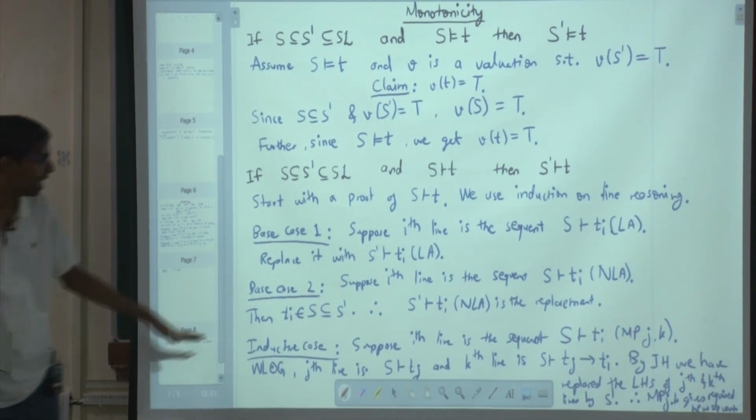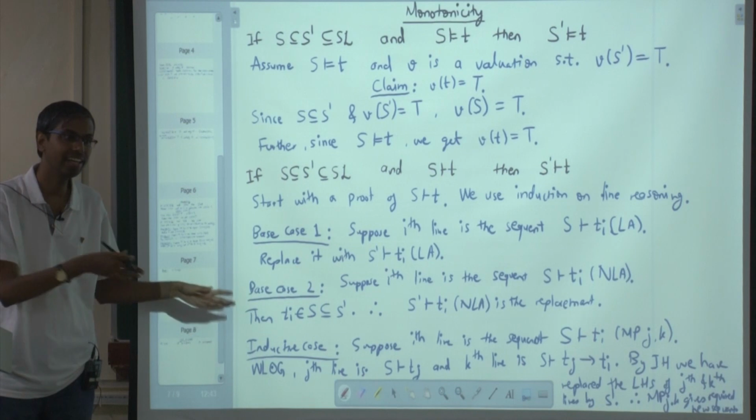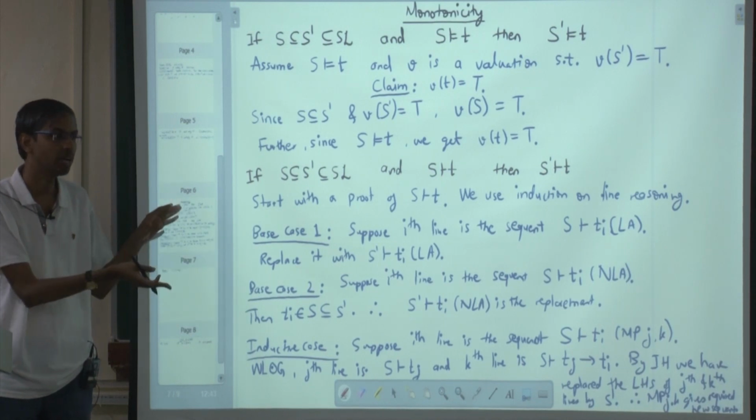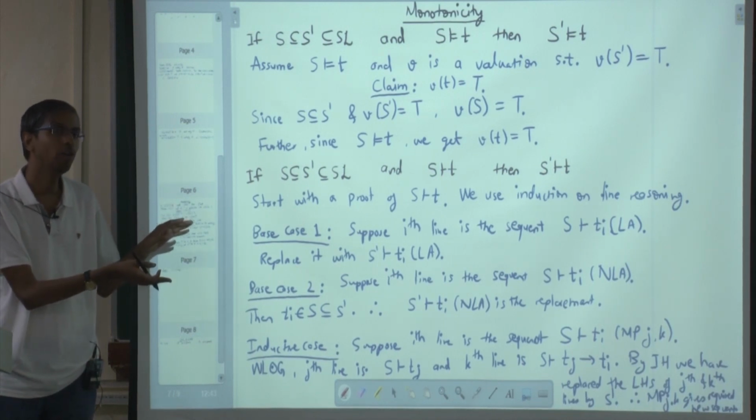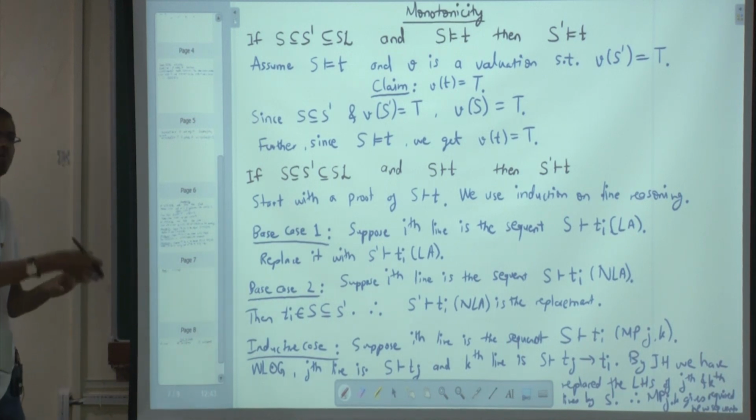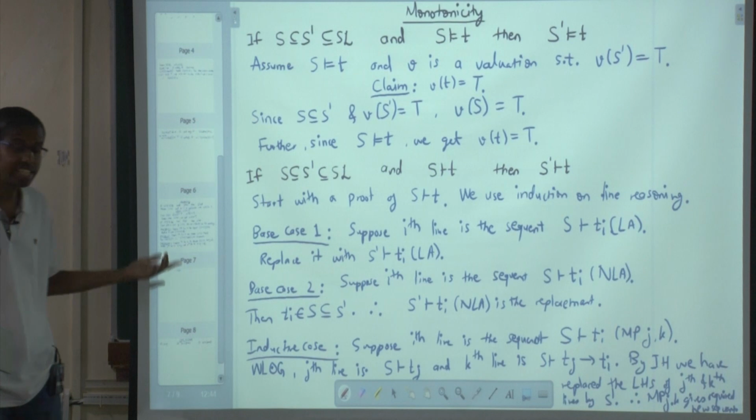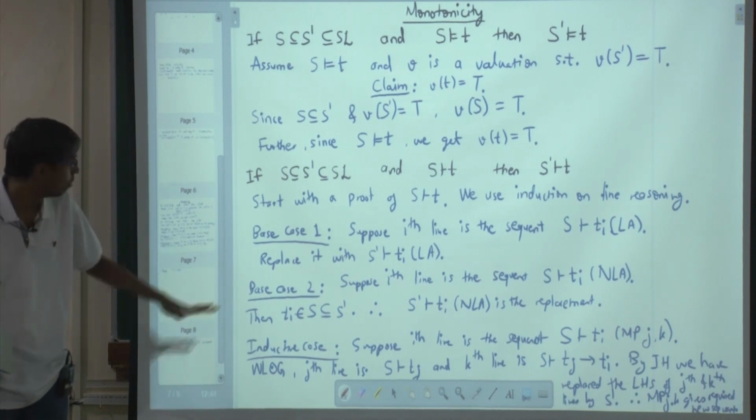Right, so we had replaced jth and kth lines by S prime. So therefore in the new one also S prime proves Ti. Yeah, that's the new sequent, and still the proof is not yet complete.